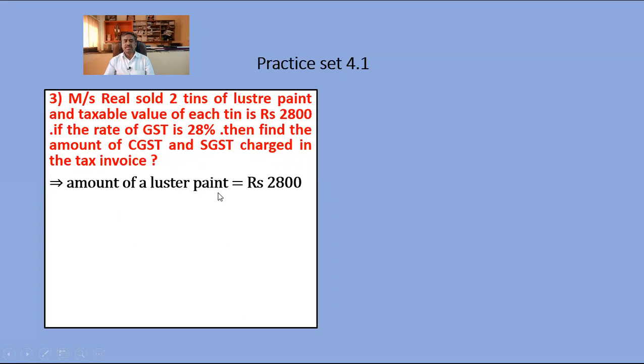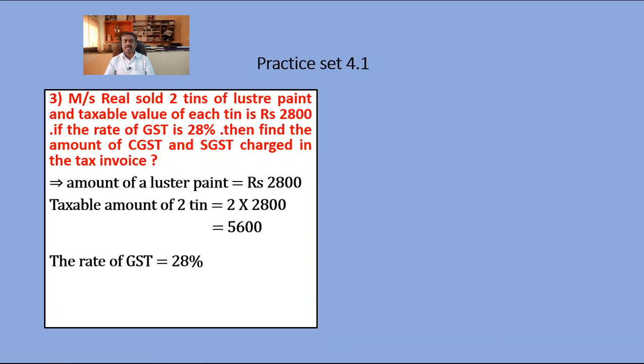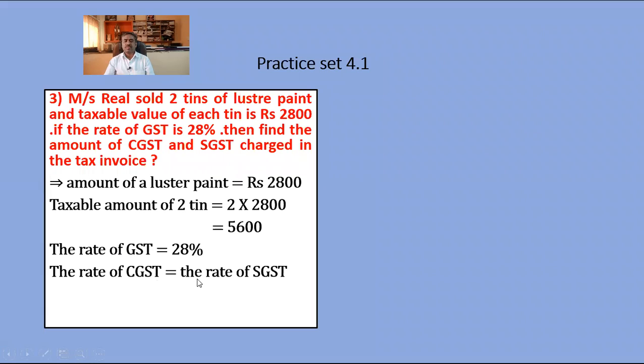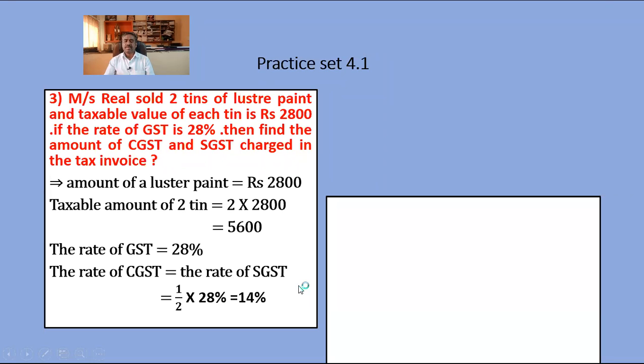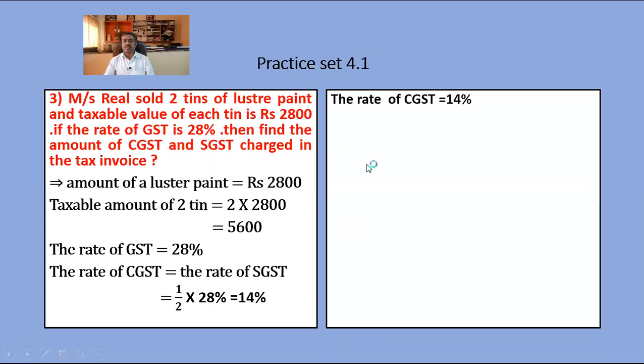Amount of luster paint is equal to rupees 2,800. Taxable amount of 2 tins is equal to 2 multiplied by 2,800 is equal to 5,600 rupees. This is the taxable amount. The rate of GST is 28%. Therefore, the rate of CGST is equal to rate of SGST is half multiplied by 28% is equal to 14%. Therefore, the rate of CGST is equal to 14%.